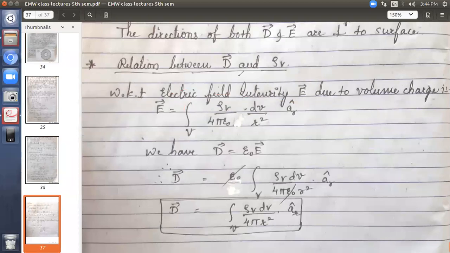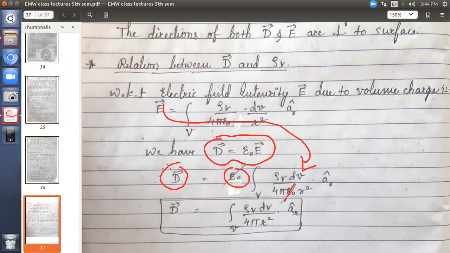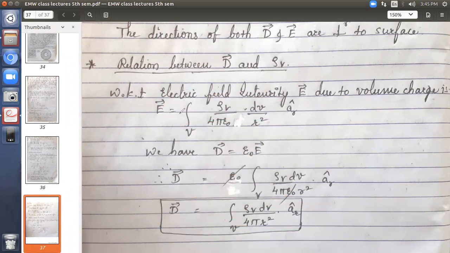Now, according to the relation between D and E, we have D equals epsilon naught into E. So substitute D equals epsilon naught into E, with E as this. Substituting, only epsilon naught will get cancelled, and D equals rho v into this. We have E already, we know this relationship. Substitute for epsilon naught into E here, and you will get the D value, the electric flux density or displacement flux density. These are the relations between three different parameters.